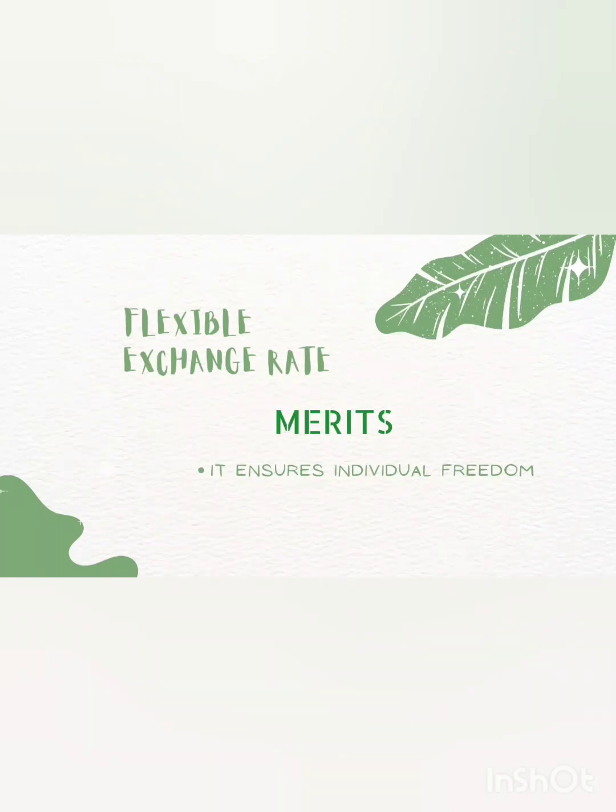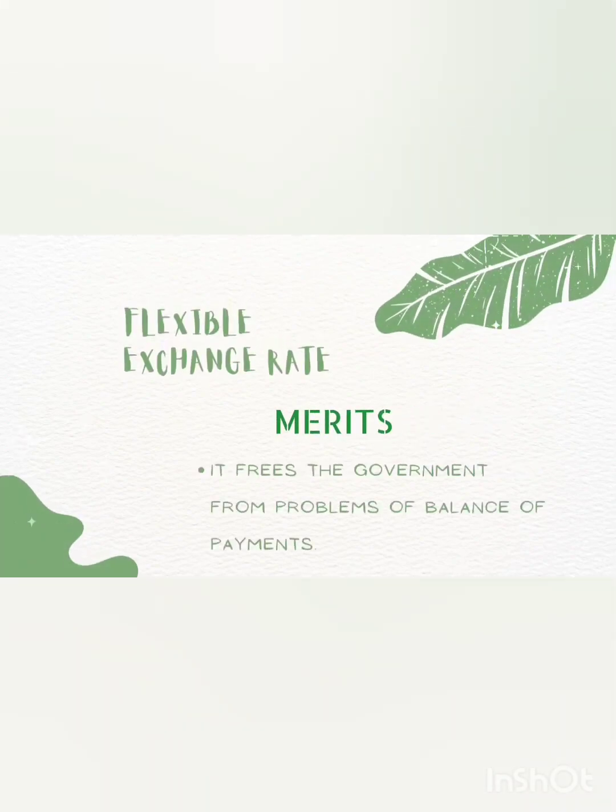The last merit is it frees the government from problems of balance of payments. A great merit of flexible exchange rates is that it frees the government from problems of balance of payments. As has been seen above, the fixed exchange rate system leads either to deficit or surplus in balance of payments. Under this system, the government remains preoccupied with the questions of devaluation or revaluation of their currencies. Since floating exchange rates work automatically to restore the balance of payments equilibrium, the government need not pay any attention to the balance of payments. Instead, the governments can concentrate on solving the domestic problems of economic stability, inflation and unemployment.